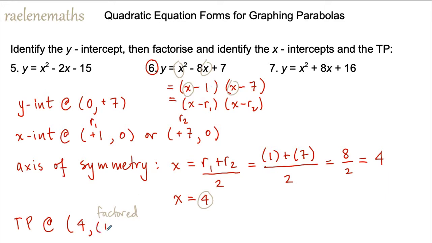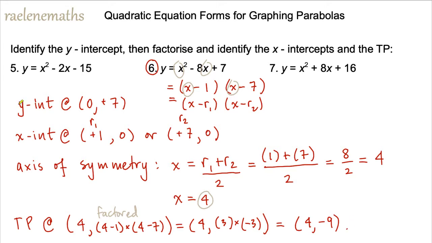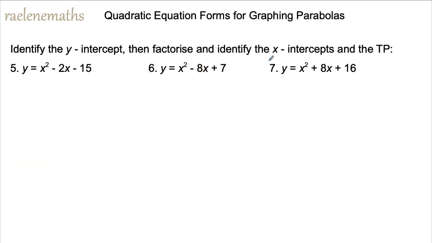4 minus 1 is 3, and 4 minus 7 is negative 3. So when we work this out, we can get the y-coordinate of the turning point. 3 times negative 3 gives us negative 9, and so we have a turning point at (4, -9). So to summarize, we have the y-intercept, the x-intercept, the axis of symmetry, which is an equation instead of coordinates, and the turning point. Let's take a look at number 7 now.